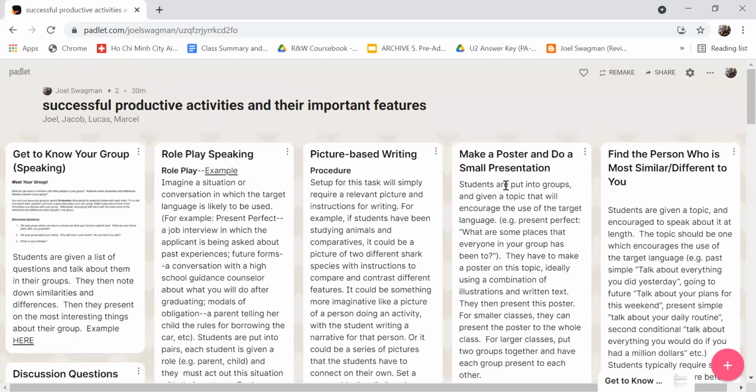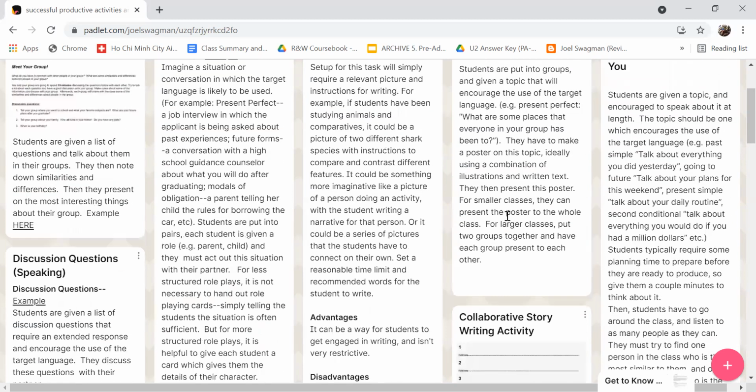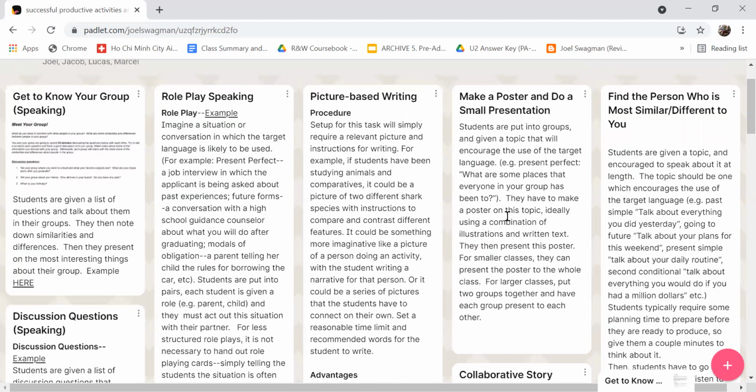Another one is make a poster and do a presentation. So making the collaborative poster could be speaking if they do it in the target language, but then getting up in front of the class and presenting their poster would definitely be speaking practice.